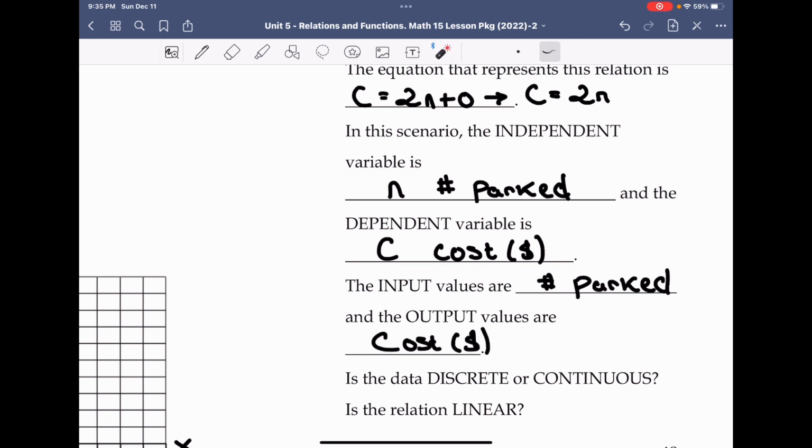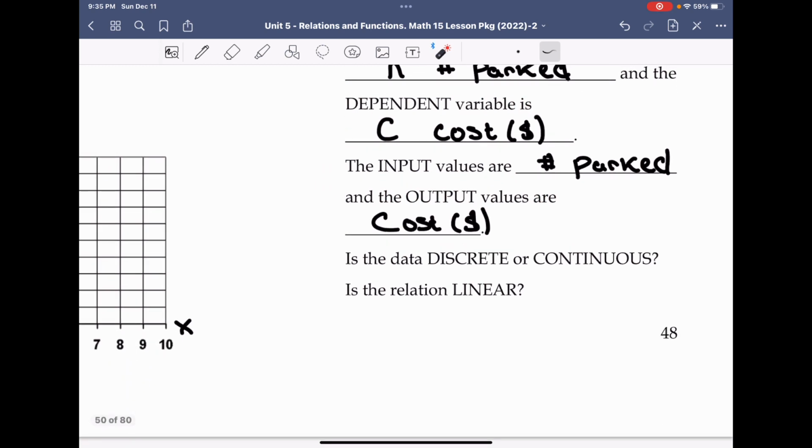So yet again, just like we had discussed in previous lessons, the independent variable is tied to our input values, and our dependent variable is tied to our output values. Now, is the data discrete or continuous? I would say that this is discrete, because we're not going to park 1.1 times. We're not going to park 1.8 times, 2.1 times. So we realize that it's only 1 time park, 2 time park, 3 time park, and there's going to be a specific output for that.